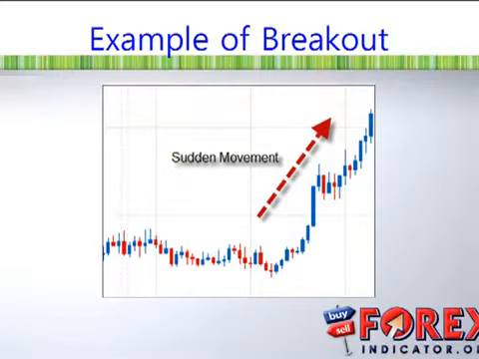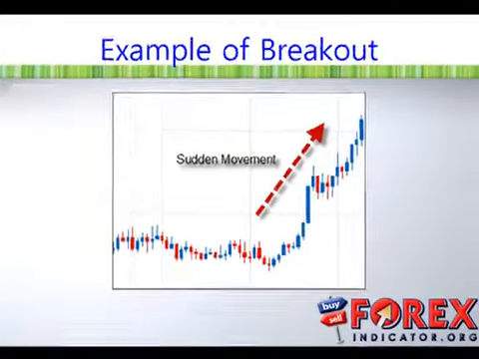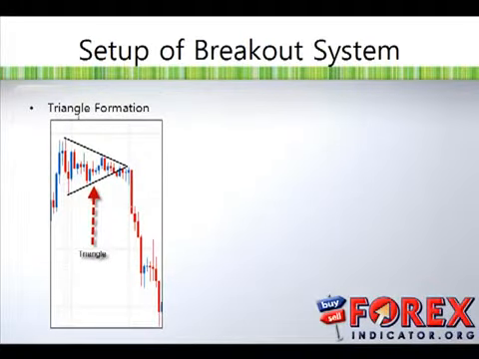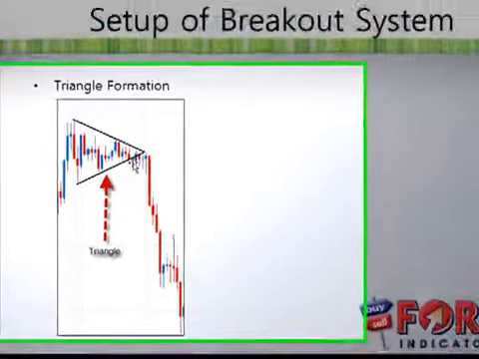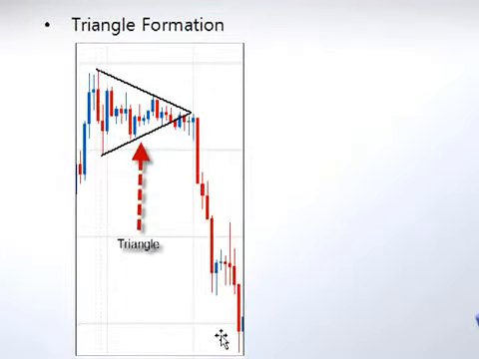There are a few setups that you have to look out for when you're trading breakouts. One, you need to look for the formation of a triangle. You can see here I drew a triangle. This is what we call a symmetrical triangle. Once the price breaks out of the triangle, it continues to move, and this is what we call a breakout. A triangle formation is a period of consolidation. There are three main ways of consolidation, and I'm going to show you in this video tutorial, and one of them is this triangle formation.